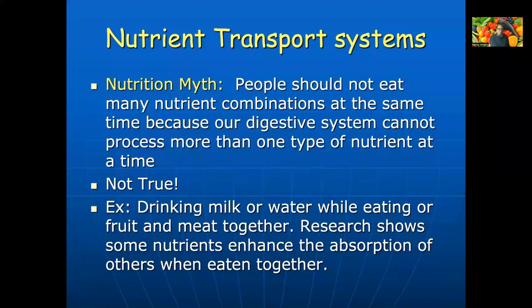Myth: you can't eat many nutrient combinations in the same meal because your GI system cannot process them. I've also heard this: you can't eat cooked and raw food in the same meal. Not true. Totally not true. And actually, there's a fair amount of research which indicates that eating various nutrients together in whatever form you have them will enhance the absorption of others.